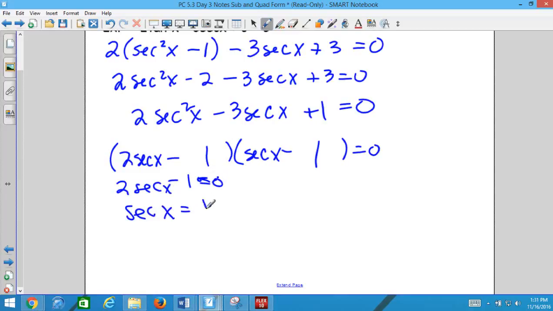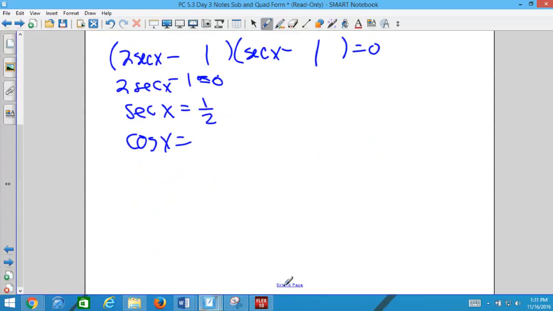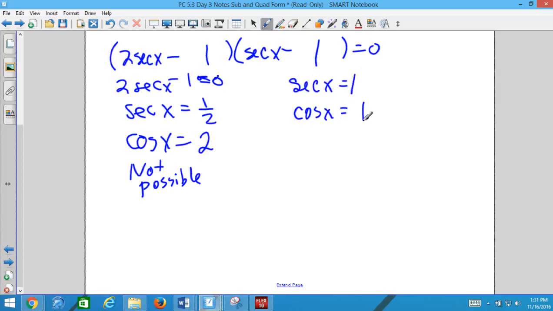So I get secant x equals a half. That means that cosine x is equal to 2, but that's impossible. It can't be. That one's not useful. And we have secant x equals 1, which is cosine x flipped, still 1.